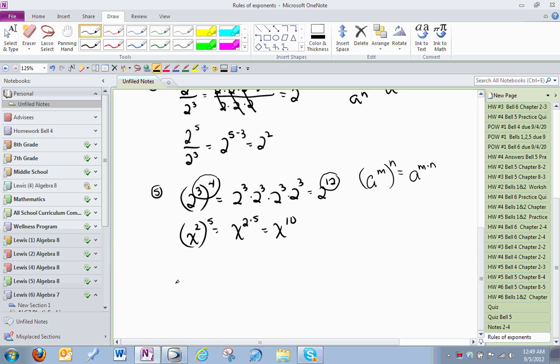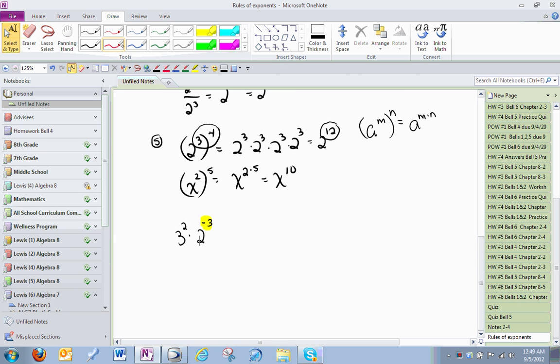Alright, suppose you have 3 to the second times 2 to the negative third, and I ask you to simplify that. The first thing you do is identify any negative exponents, because that requires you to do the reciprocal. So when I rewrite this, the 3 to the second would stay on top, and the 2 to the negative third would go down to the denominator and become 2 to the third. Now I can simplify that. 3 squared is 9, and 2 cubed is 8. So my answer is 9 over 8.